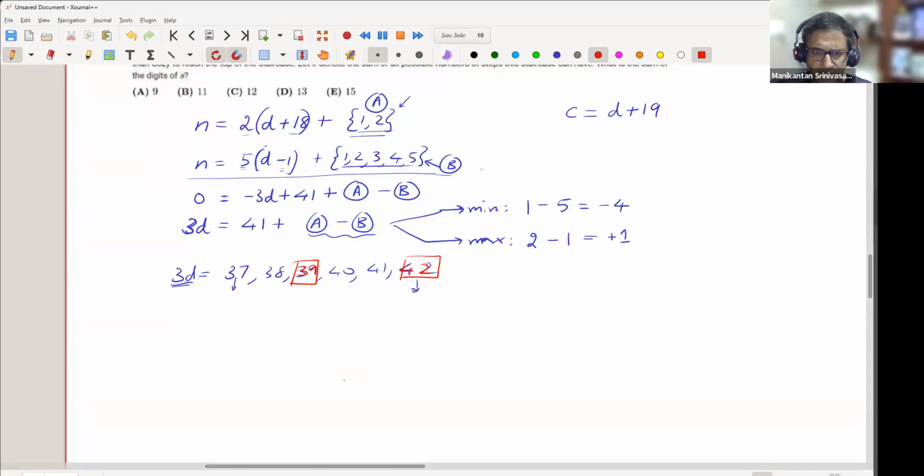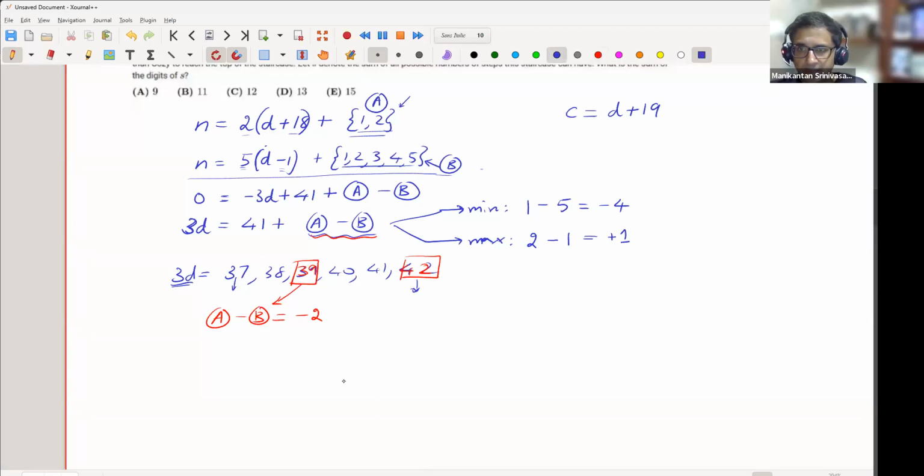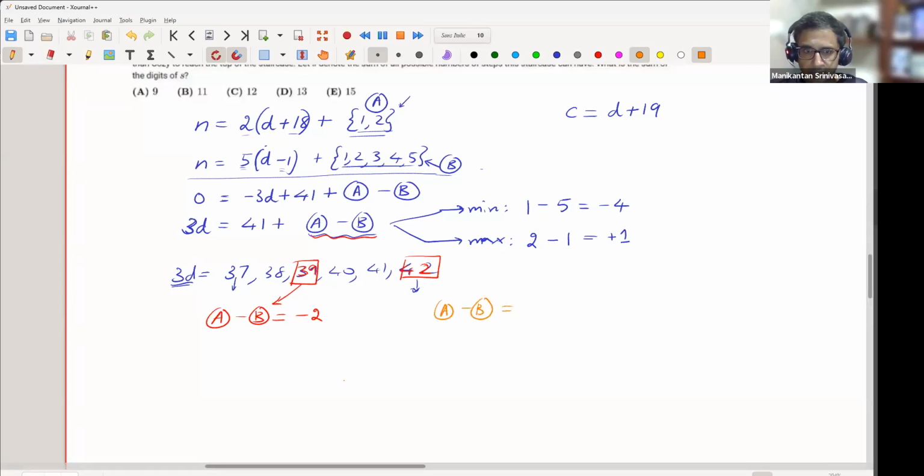Okay, let's deal with each of them separately. How did we arrive at 39? We arrived at 39 when A minus B, this quantity, was minus 2, if you remember, right? That's when we arrived at 39. Similarly, on this side at 42, we arrived at that when A minus B was maximum.